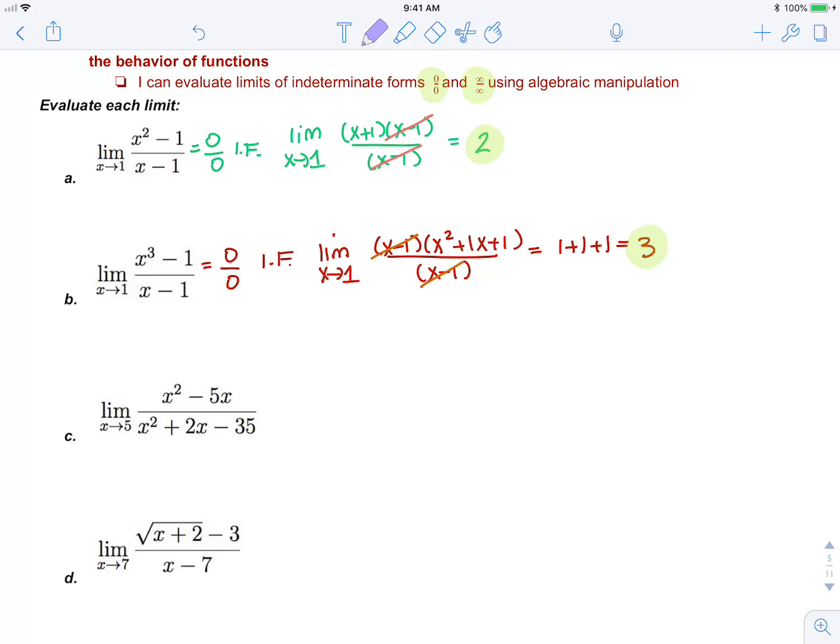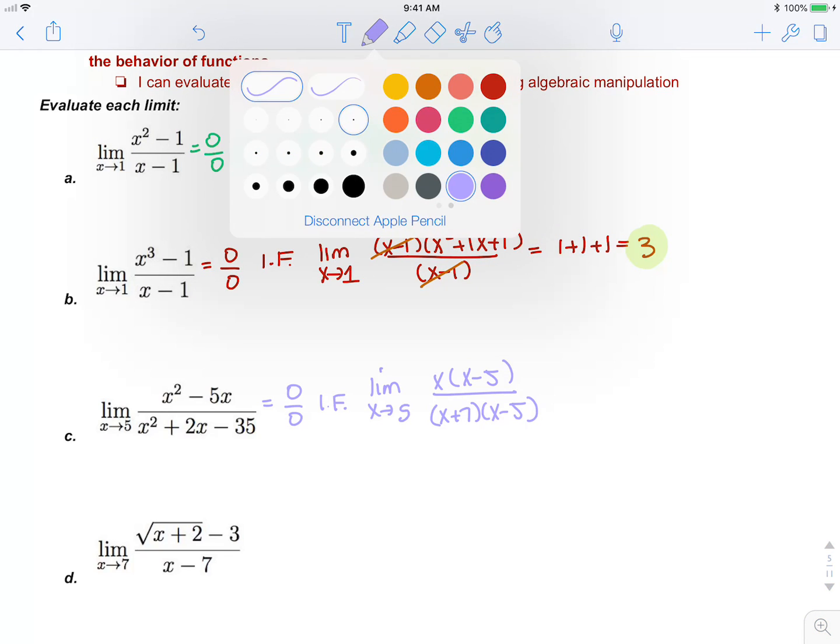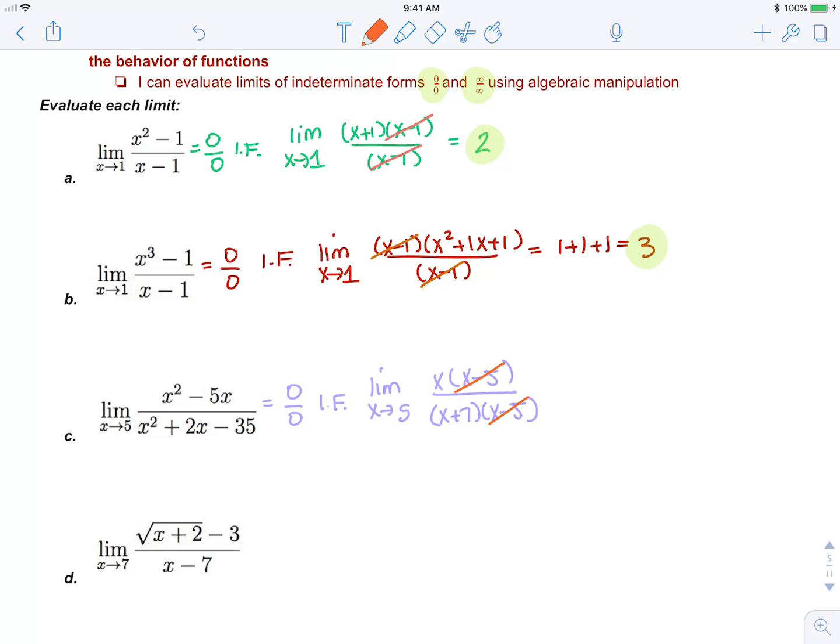Here in part C, if I do direct substitution of x equals 5, I get 0 over 0, which is an indeterminate form. So that means I can do some algebraic manipulation. The numerator has a GCF of x, and the denominator factors to be x plus 7, x minus 5, and now I have a common factor that cancels out. So now I can do direct substitution, 5 over 12.